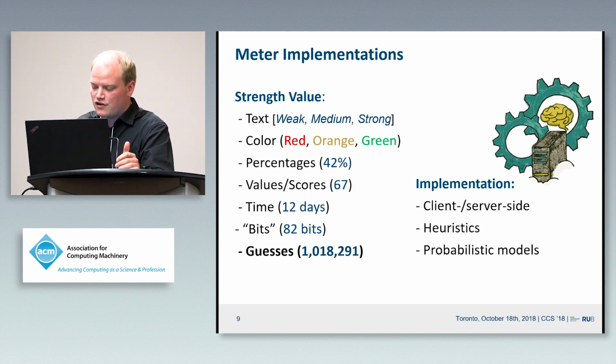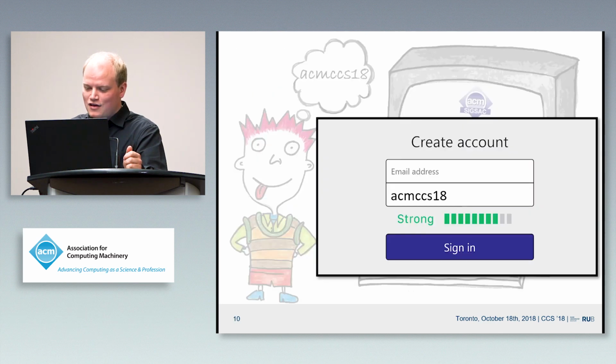And in academia, we have agreed on so-called guess numbers. That's the number of guesses that is required to crack a password. Strength meters run on client or server side, and some even use hybrids. They often use simple heuristics or more advanced probabilistic models to estimate the strength of a given password. So thanks to such a password strength meter, Joe now is able to choose a more secure password.